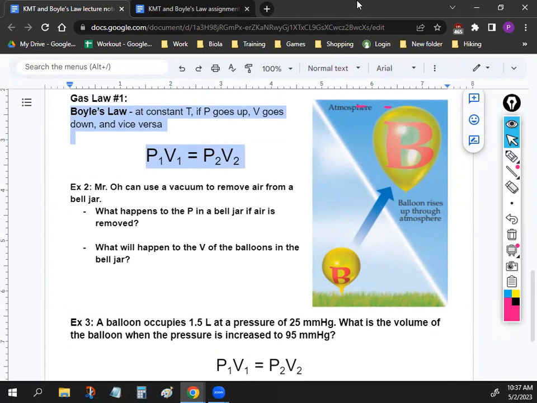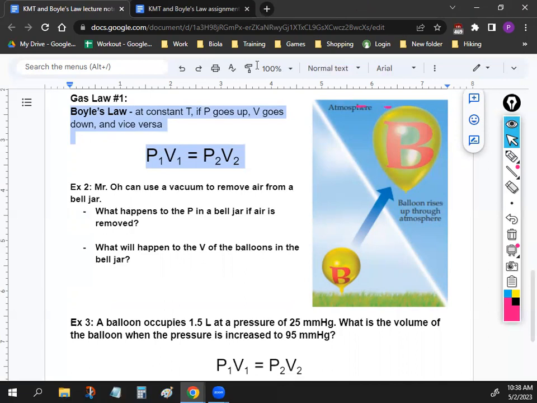Okay. So Boyle's law basically means if you're at a constant temperature, if the pressure goes up, if you put more pressure on a gas, the volume will go down. Okay. So the more pressure there is on a gas, the smaller it gets, and the opposite is true too. If you decrease pressure, if there's less pressure on a gas, the gas will get bigger.